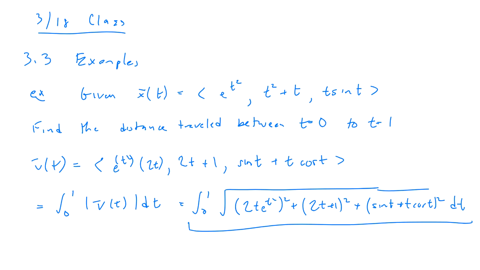Actually, I forgot one thing, which is I'm not going to write it down, but actually I can. I do have just enough room. If instead, let me call it part B, I want to find the displacement from t equals 0 to t equals 1, what do I do?